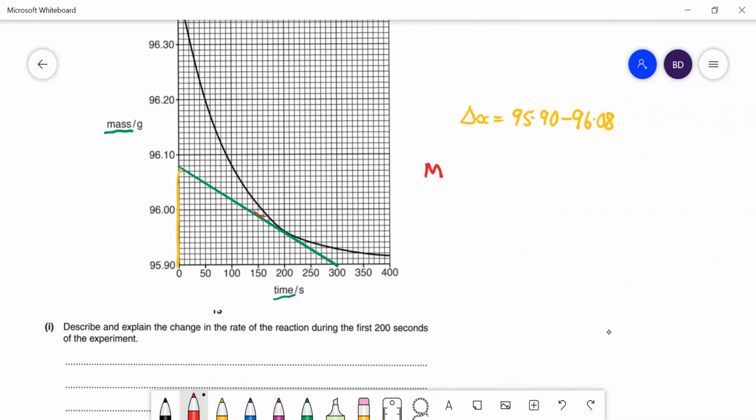is equal to the change in y, which I've incorrectly labeled the change in x there. That's the change in y, divided by the change in x. Right, the change in y, as you can see there, is 96.08, and down there is 95.9, so that's going to be equal to delta y. Right, that should be the other way around, really. It should be 96.08. Sorry, I was doing it the right way around there, so it's going to give us a negative number. 95.8 minus 96.08.